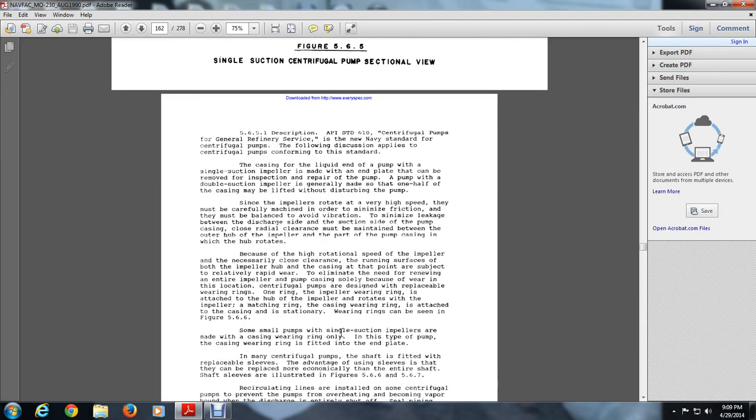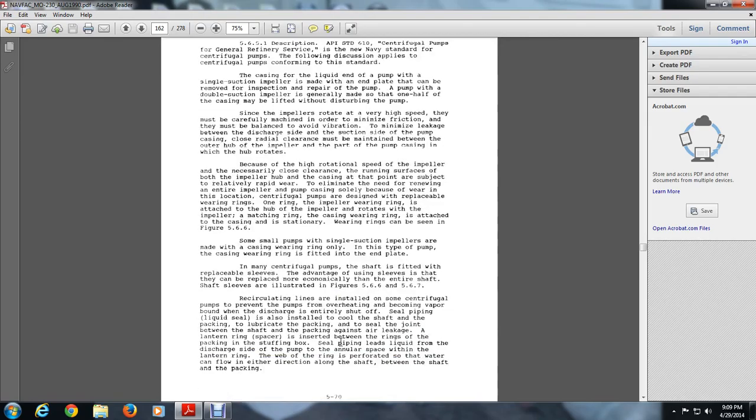Some small pumps with single suction impellers are made with casing wearing rings only. In this type of pump, the casing wearing ring is fitted into the end plate. In many centrifugal pumps, the shaft is fitted with replaceable sleeves. The advantage of using sleeves is that they can be replaced economically instead of replacing the entire shaft. The shaft sleeves are illustrated in figures 566 and 567.